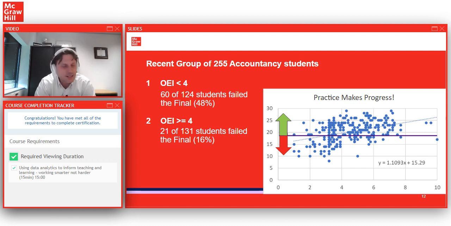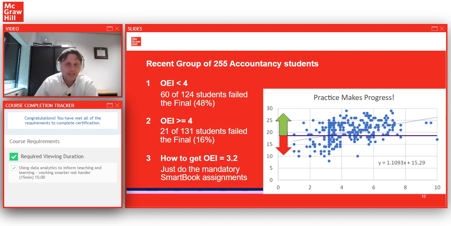Now, are there outliers? Yes, of course there are. There's a really sad one here at the far right. Did everything possible in Connect, but still failed. And there's some other outliers more on the left with low online engagement indicators, but still passing the exam. Okay. So there's always outliers, but the general message is very, very clear. If you practice, you're going to do better.